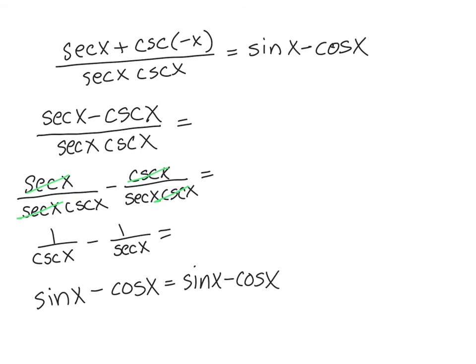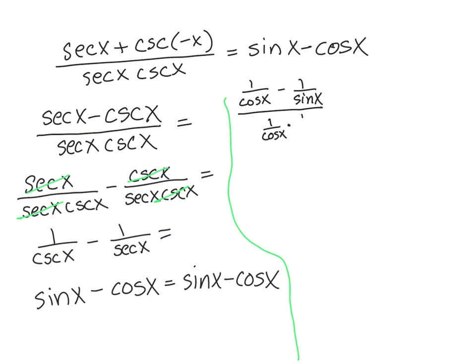There you go. Now, just for kicks, I'm going to do it the hard way, just to show you. So left-hand side, secant is 1 over cosine. I've already changed this right here, so I'm doing this. Minus 1 over the sine, all over 1 over cosine times 1 over sine.